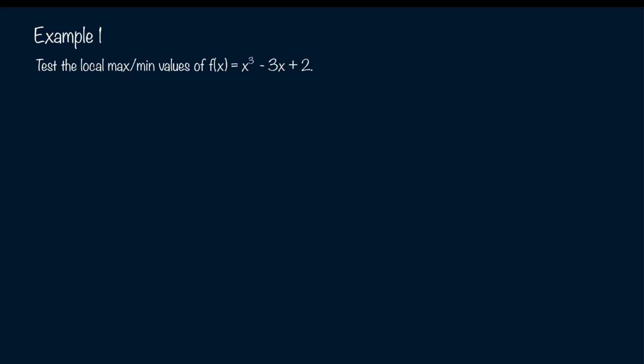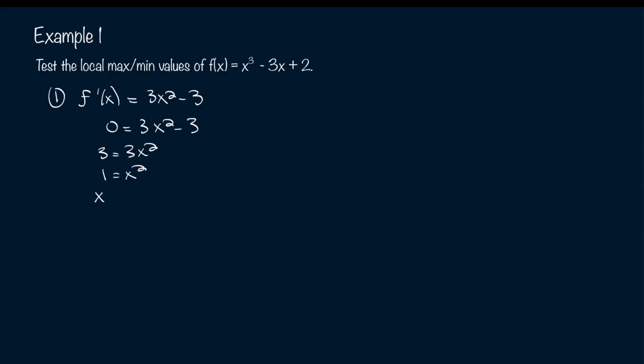So we're going to test the local max and min values of f of x equal to x cubed minus 3x plus 2. The first thing we are going to do is find our f prime of x, which is going to be equal to 3x squared minus 3. Plug in 0 so we can find our x values. We get 3 equals 3x squared, 1 equals x squared. So x equals 1 and negative 1.